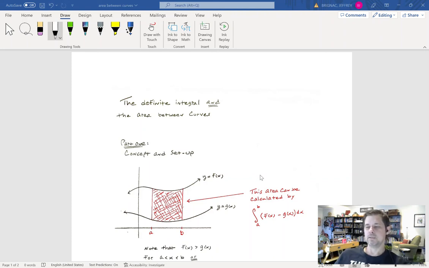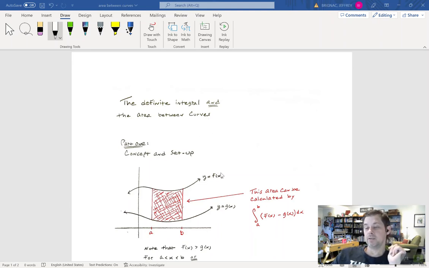Hello, everybody. Time for yet another application of the definite integral. And this one is the area between two curves. Now, is this new? Not really, if you really think about it.